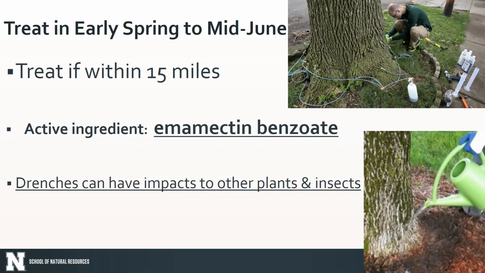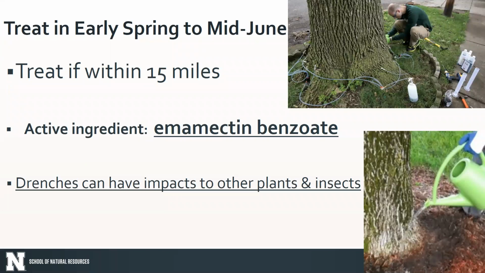And so this was something that the Nebraska Forest Service and other extension services have suggested. So that's one chemical you can look into, and it is injected. And so you're going to need a certified arborist to do so. My website, which I'll show you, has information, so you can check out more information on this and other treatments. Like I said, there are other treatments on the market.